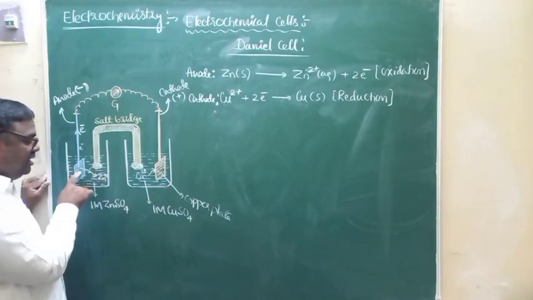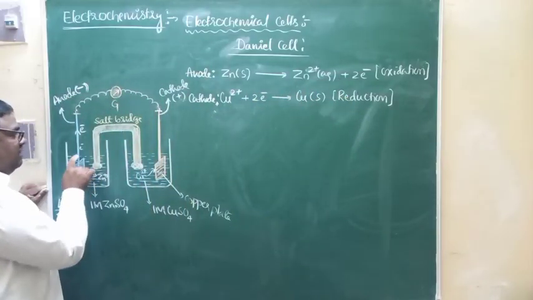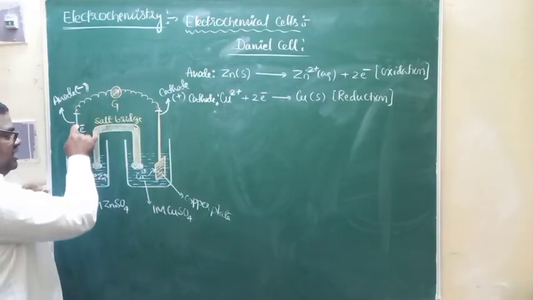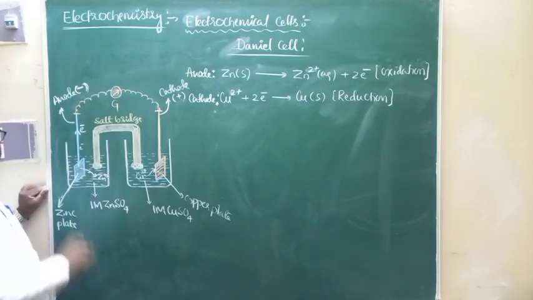The zinc atoms here become Zn plus 2 ions and enter the solution. The electrons that are left will remain on the metal surface. That means the metal surface is characterized by electrons. Therefore, the anode is negatively charged.